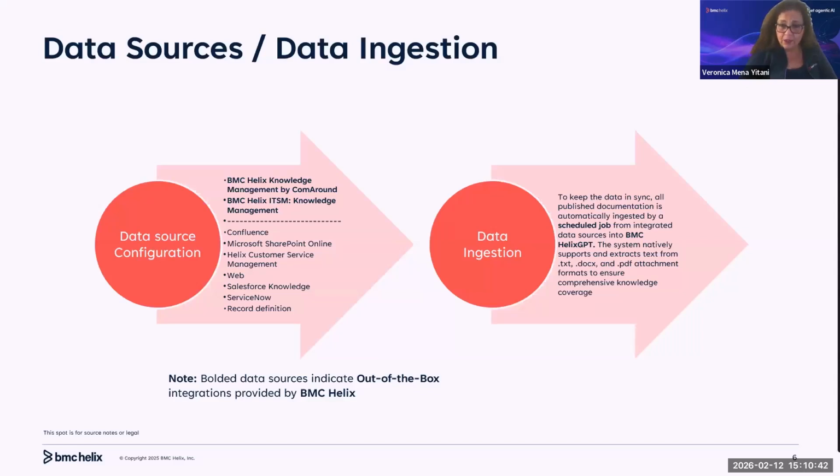Once the connection is established, the magic happens in the ingestion engine. All published documentation is automatically indexed by a scheduled job for these sources into the BMC Helix GPT. A key technical advantage is that we support various attachment formats. The system doesn't just read plain text. It extracts and understands content from TXT, DOC, or PDF files. In short, we simplify the connection and ensure the data is fully ingested.